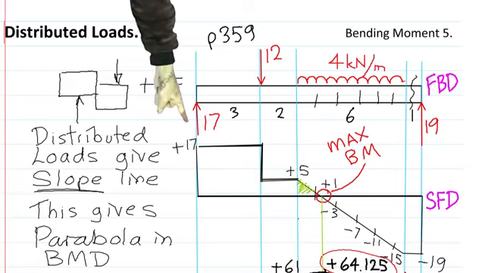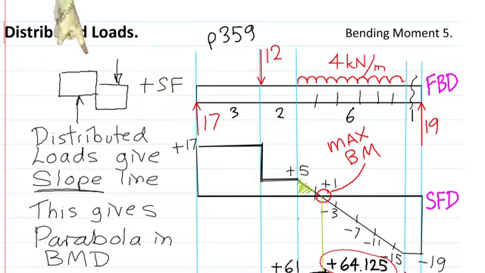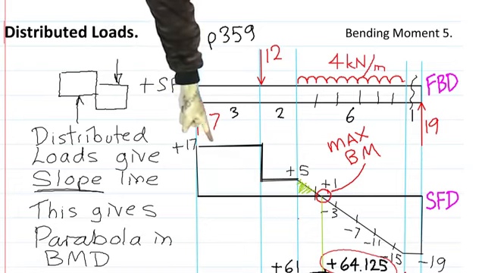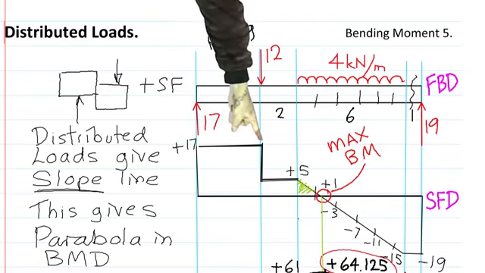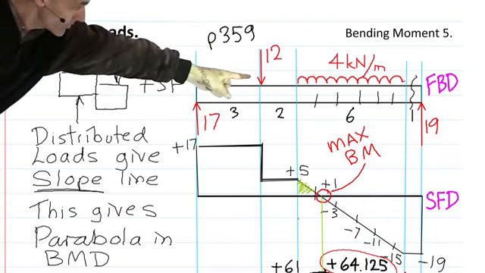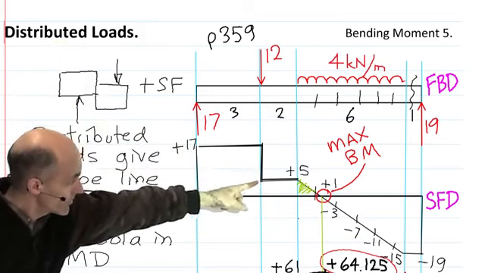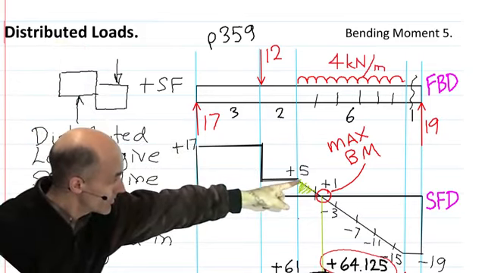Okay, so 17, it's up on the left hand side, that's positive 17. Nothing happens for 3 meters. Fine so far. Then we go down by 12, so it goes from 17 down to 5. Nothing happens for 2 meters. Good. We're up to there.